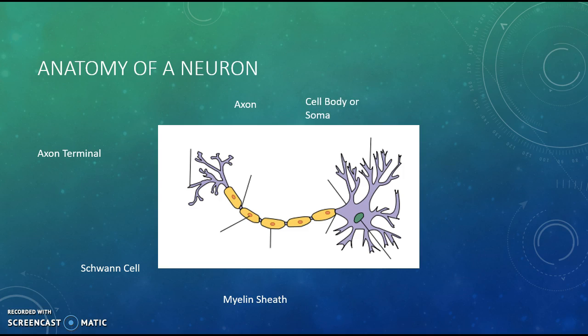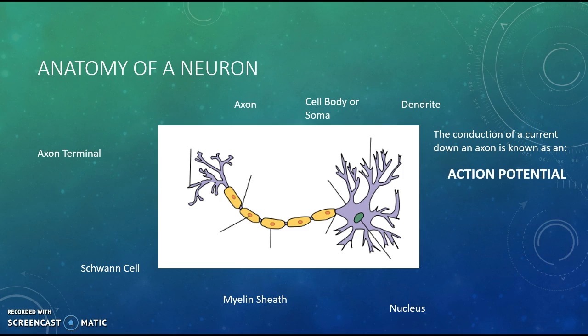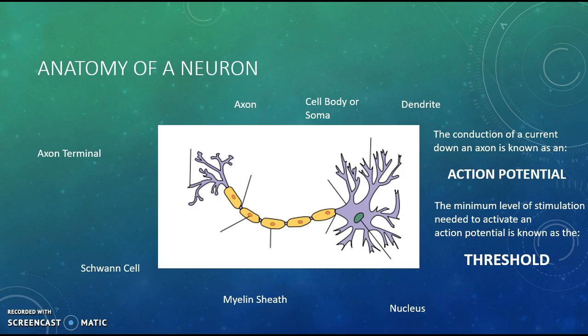Over here on the right, we have the actual cell body. The cell body, or soma, is where the dendrite branches come off of. And at the center of that soma or cell body is the nucleus. That's where the DNA of the neuron is stored. The conduction of a current down an axon is known as, wait for it, action potential. And the minimum level of stimulation needed to activate an action potential is known as the threshold.